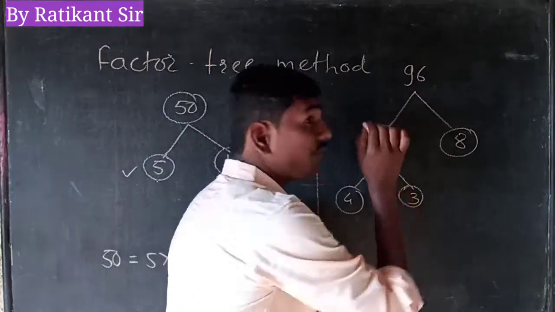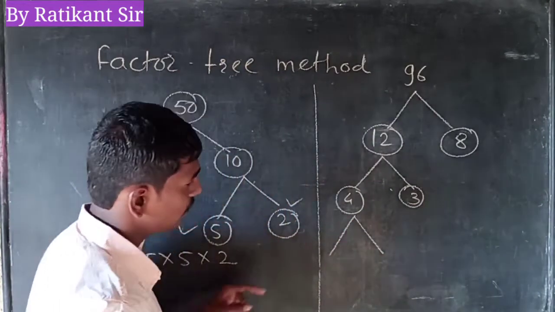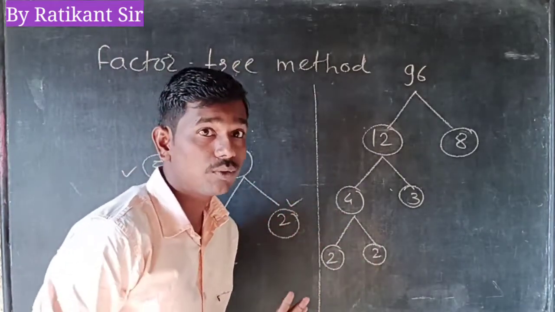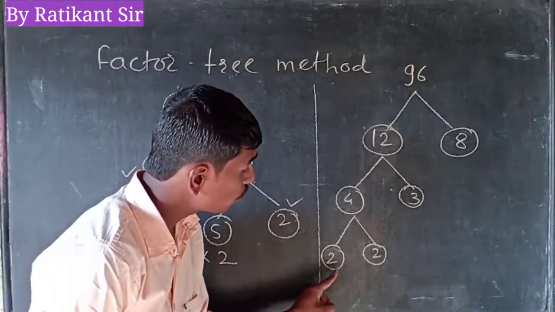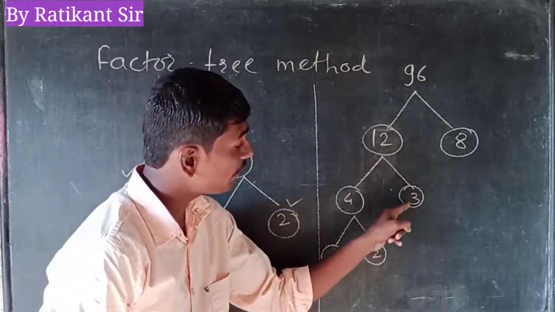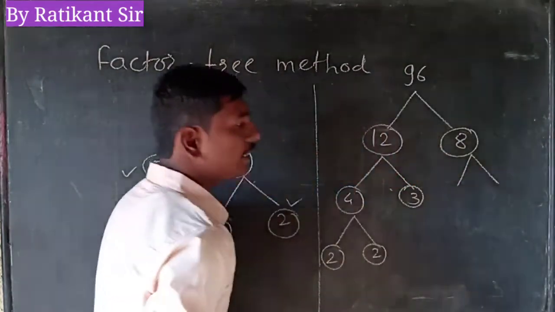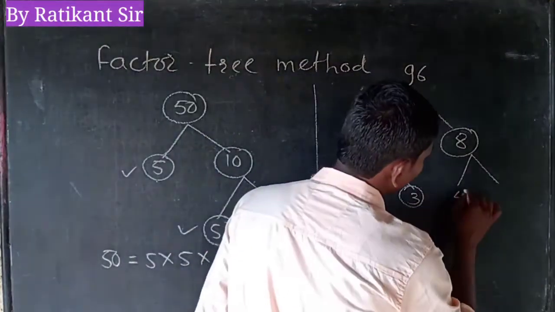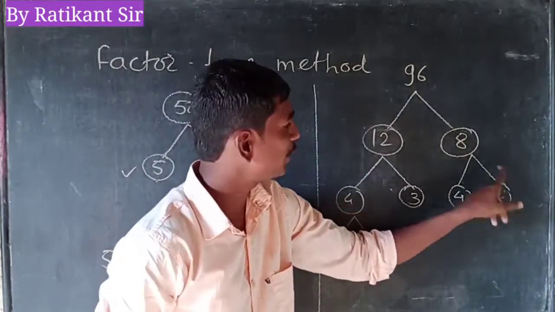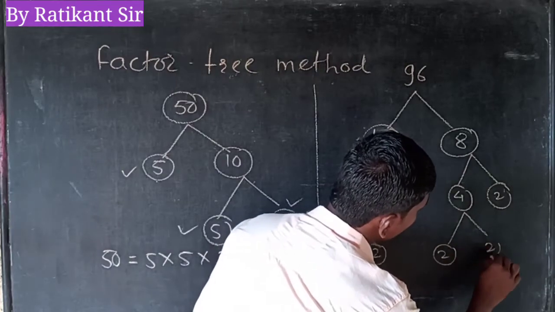We could find the first prime factor. Now this 4 can be factorized. How? 2 2s are 4. So here 2 and here 2. Now you can check: 2 2s are 4, 4 3s are 12. Yes. Which means those are the prime factors of 12. Now come to the 8. So 8 can be written as 4 2s. Now we got the first prime number from 8. Now this 4 can be written as 2 into 2.